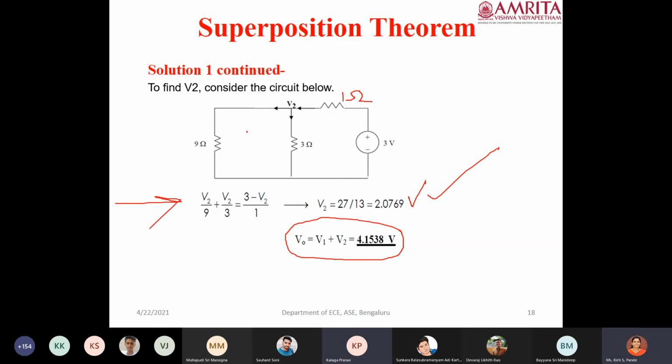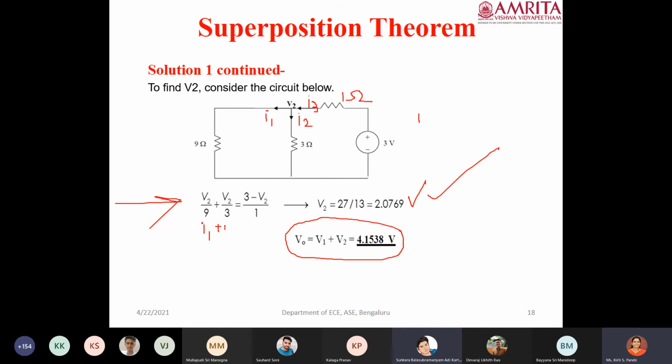All of you, please note down the equation for nodal analysis. So V2 by 9, let's say this is my I1. Let's say this is my I2. And let's say this is my I3. So my I3 is equal to I1 plus I2.